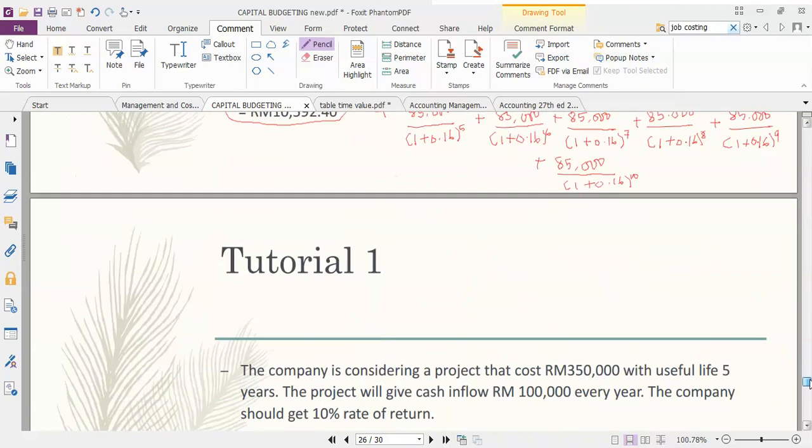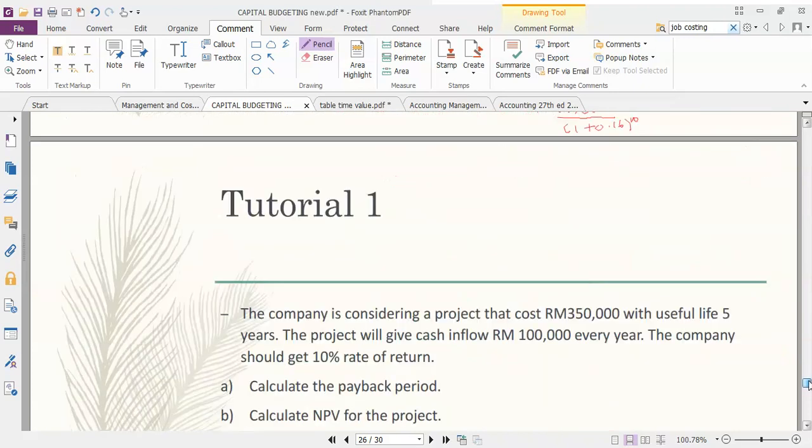Okay. Settle untuk semua 5 item ataupun 5 criteria. Okay, that you need to know. Okay, you need to calculate for you to determine, and then for you to decide, for you to do the conclusion or decision whether to accept or not the project. Okay, so can you please do tutorial 1?